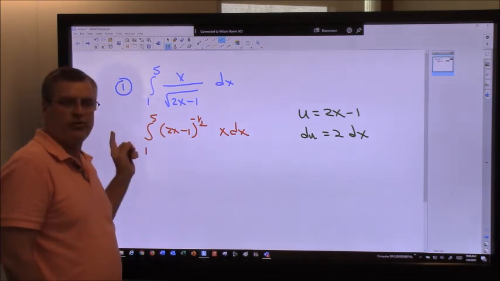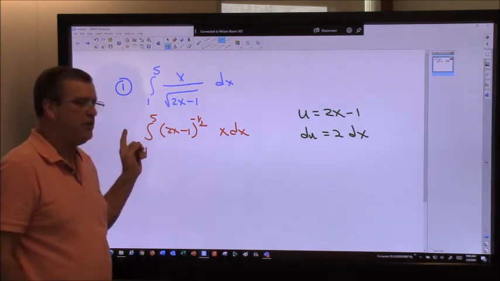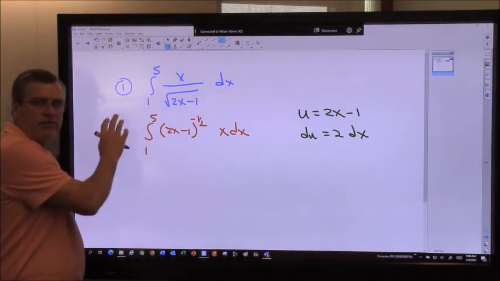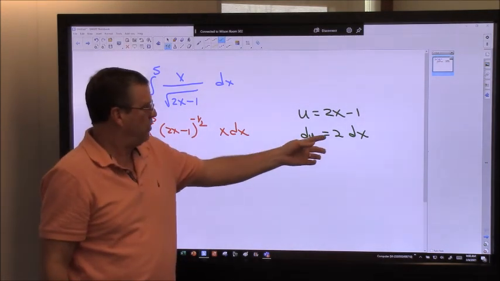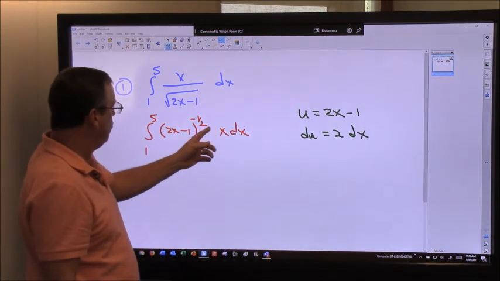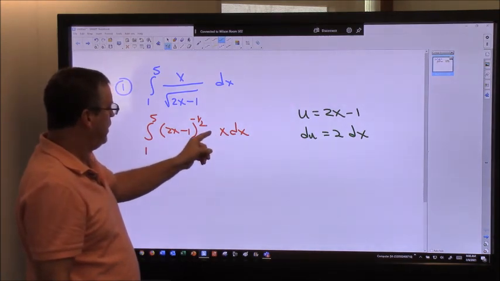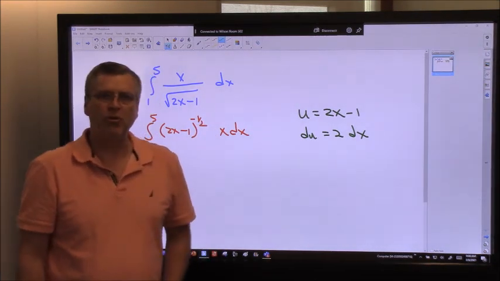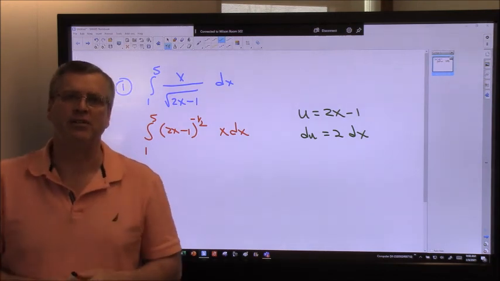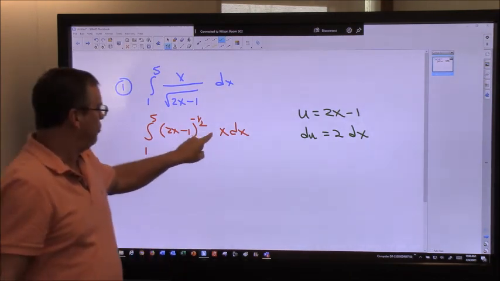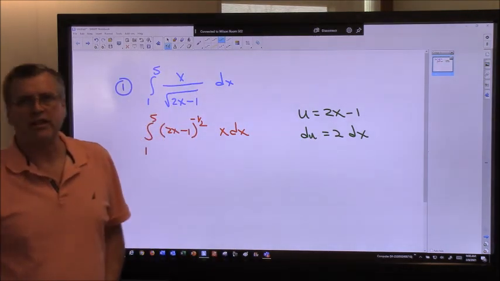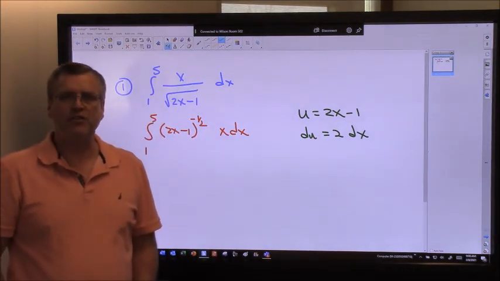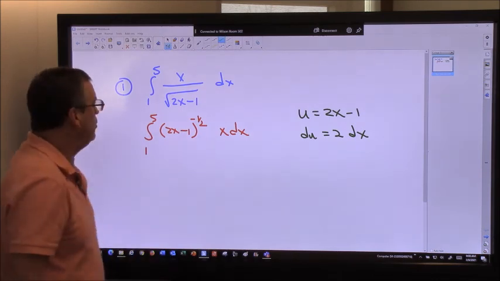I can't just move an x to the outside, because we can only move numbers to the outside of an integral. A variable has to stay there. And you can't just say, oh well, I'll just put a 2 there and make that whole thing du. Well, we can't, because they're not the same. 2x dx is not the same as 2 dx. So we need to come up with a different method to use.